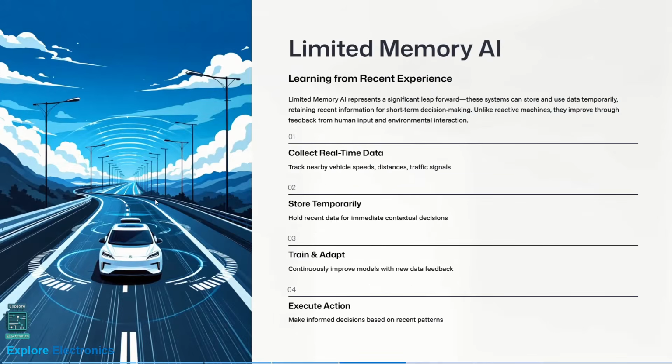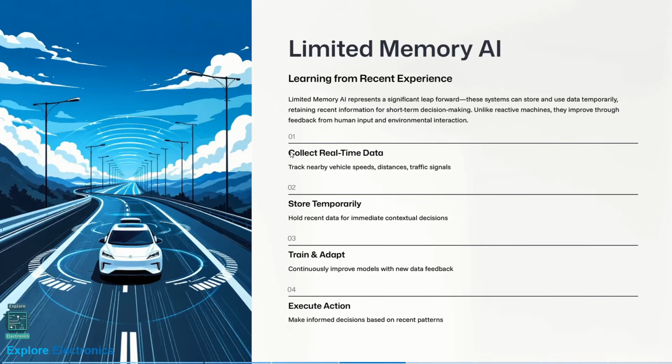Then the next thing is limited memory AI. These have a bit of memory and they learn from recent experiences. Limited memory AI represents a significant leap forward. These systems can store and use data temporarily. That's why we call it limited memory AI. It retains the recent information it has got for short-term decision making. And unlike reactive machines, they improve from feedback from human input and also environment interactions. This is what limited memory is.